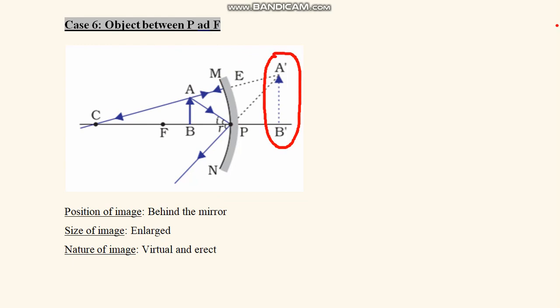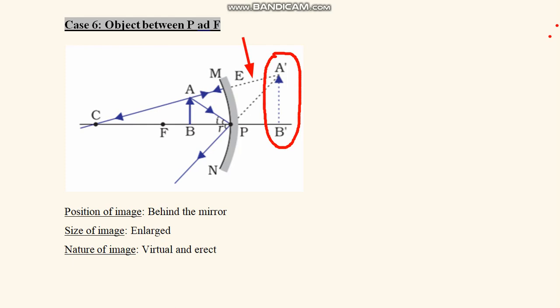Note here that whenever the image is virtual, we need to draw it dotted as shown in the diagram. Here A dash B dash is drawn dotted, and also when you plot the rays backward to see where they are appearing to diverge from, those rays are also drawn dotted. Since the rays are not actually going beyond the mirror, we are just trying to trace them to see where they are coming from. So you need to draw these dotted.